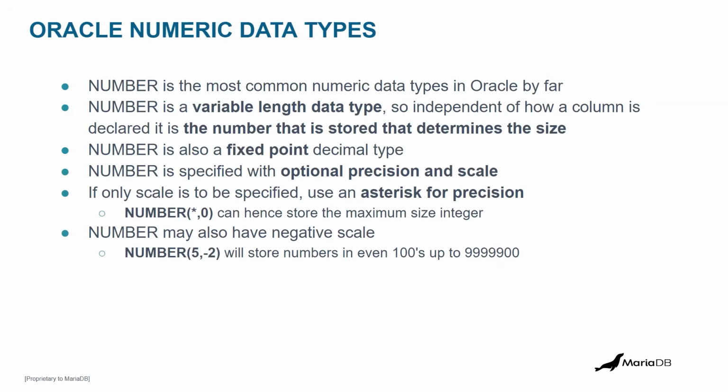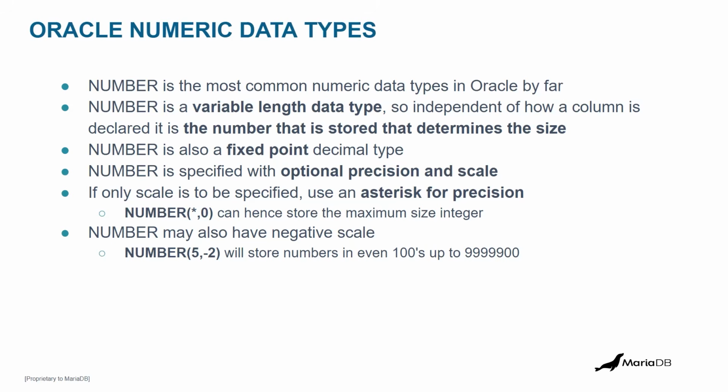Looking at the numeric data types in Oracle, the number one numeric data type in Oracle is NUMBER. And this is a variable length data type. The precision and scale is optional, so you don't have to specify it. The thing is that the NUMBER data type is actually variable length. So however you declare it does not tell you how much is going to be stored. The storage size of a NUMBER column is determined by the actual value that you store in there, right? Also, NUMBER is a fixed point decimal type, right? So knowing all these things, right?